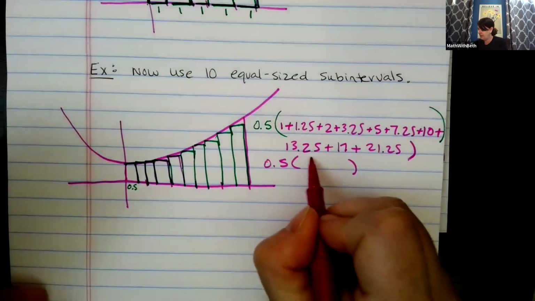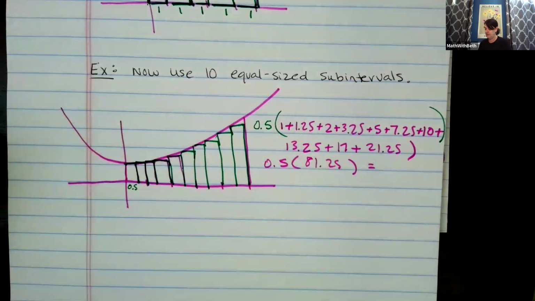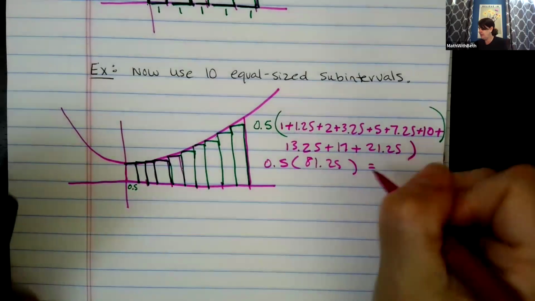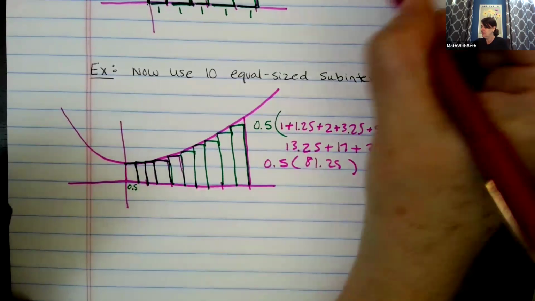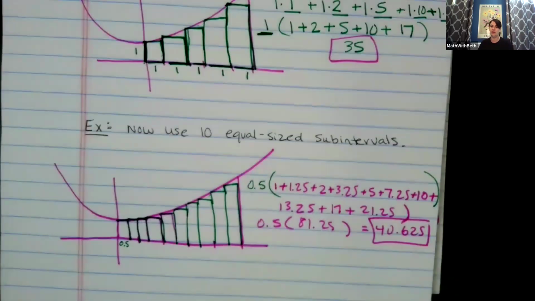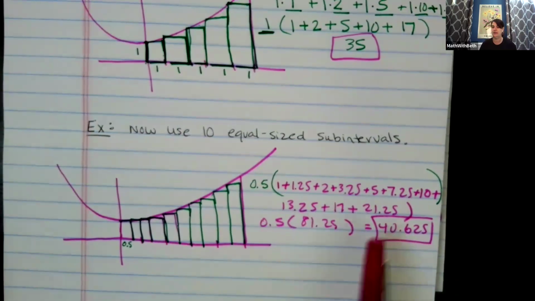Okay, adding all that up, I get 81.25. That times 0.5 is 40.625. So which answer is probably closer to the actual area? This one. What would get me even closer? Making even more rectangles. So the more rectangles you have, the closer you are to the correct answer.